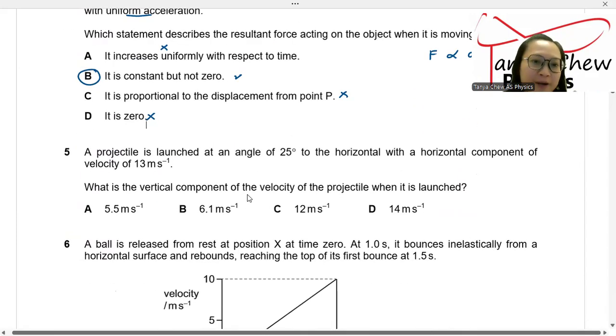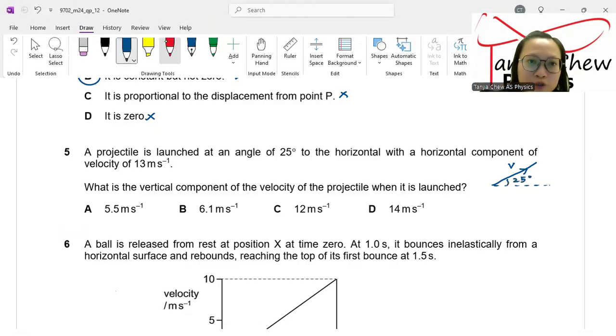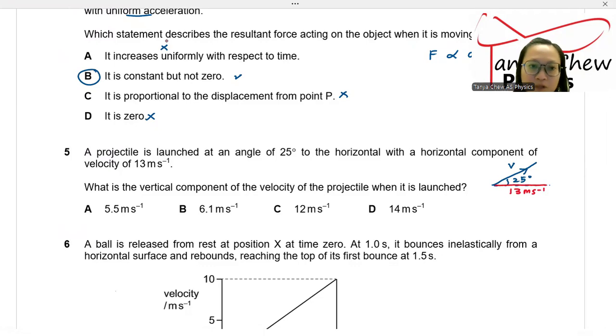Number 5, a projectile is launched at an angle of 25 degrees to the horizontal with a horizontal component of velocity of 13 meter per second. So I better draw this out so that you can see it. So this is the projectile. This is the velocity, I just put V. This angle is 25 degrees. And I made a careless mistake for this question, so I want you to repeat my careless mistake. Horizontal component, this is the velocity of 13 meter per second. Remember.